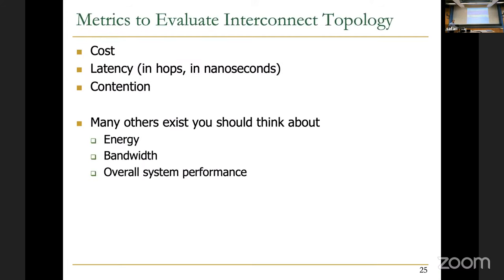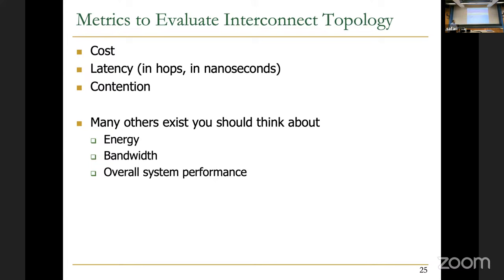There are some metrics to evaluate interconnect topology, like the cost. We should define a metric for the cost. It could be the number of wires in your topology, or the number of channels. For latency also, we can have a metric. We can consider latency as the number of hops, which is how many hops I need to take to reach the destination from a source. But you can also consider the average distance of the network, or sometimes you want to minimize the diameter of your network. Sometimes you're okay with a higher diameter, but you have a lower average distance. So there are many, many metrics to define latency.